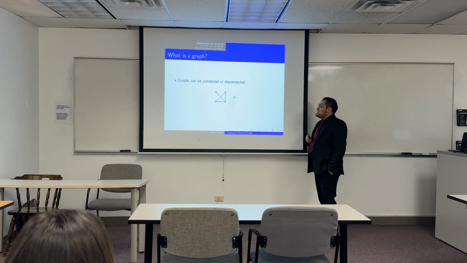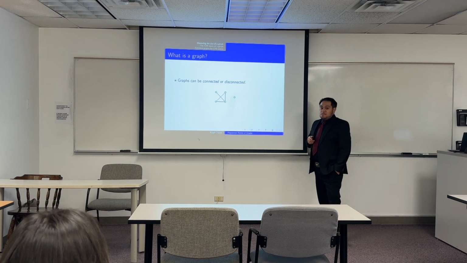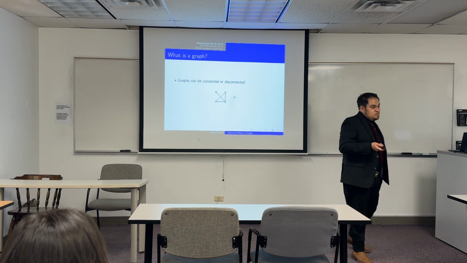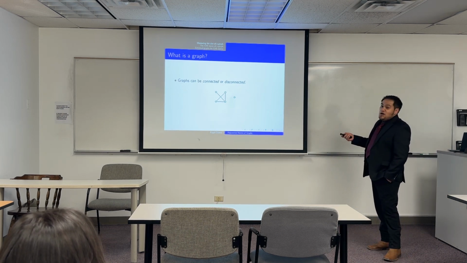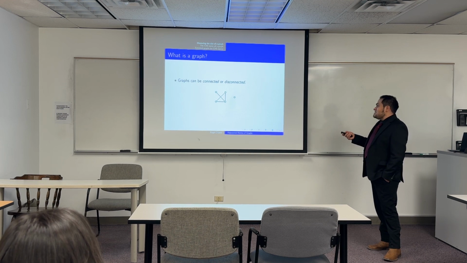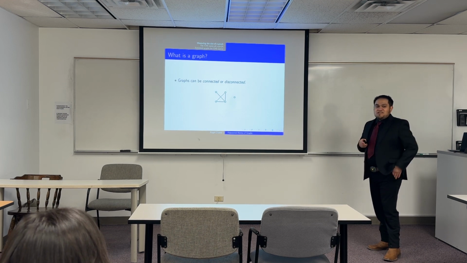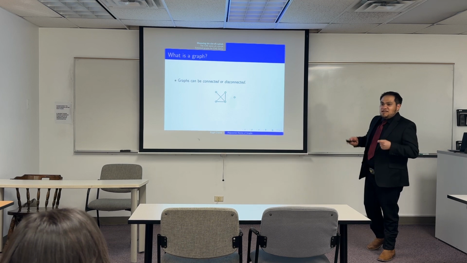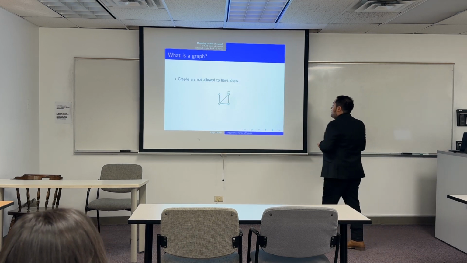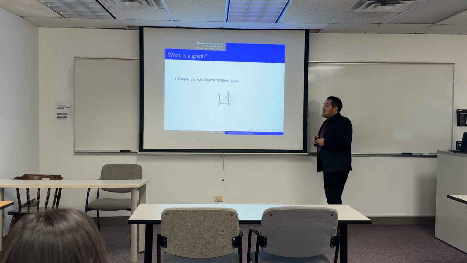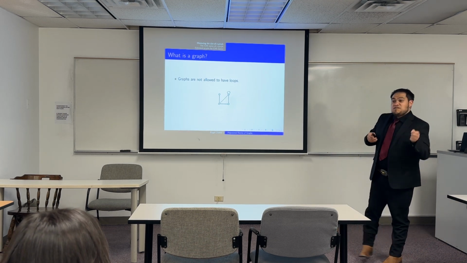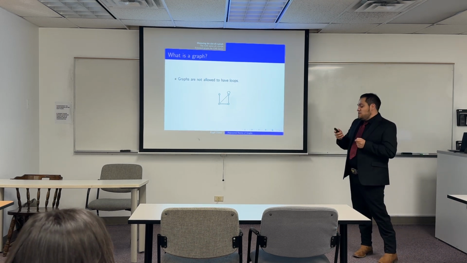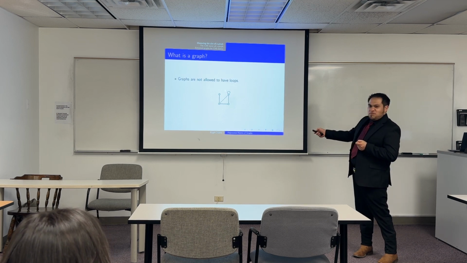Graphs can be connected or they can also be disconnected. This is an example of a graph that is not connected, and therefore we say it's disconnected. Why is it disconnected? It's because this vertex here, or node, doesn't have any edges connected to it. So this vertex is all by itself. This is a disconnected graph. Graphs, however, are not allowed to have loops for us specifically. So for the purposes of this talk, our graphs do not have loops. So things like this are bad. We do not permit things like this.